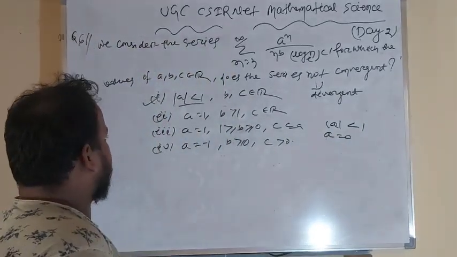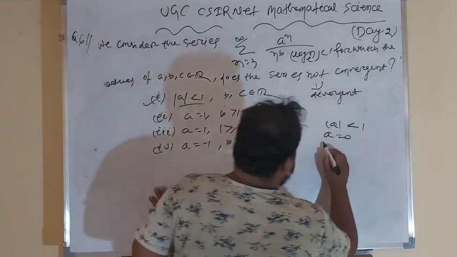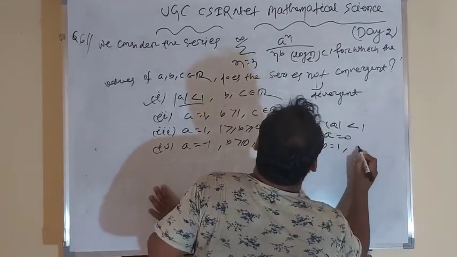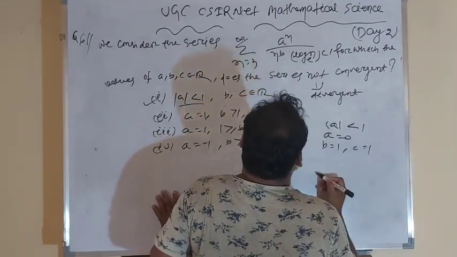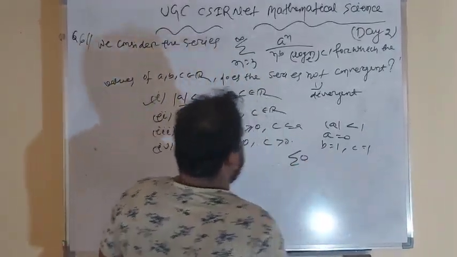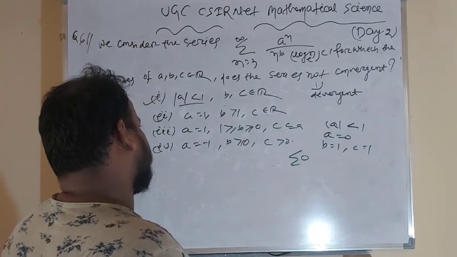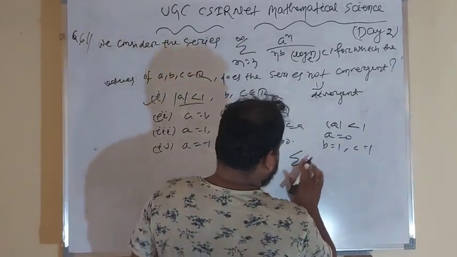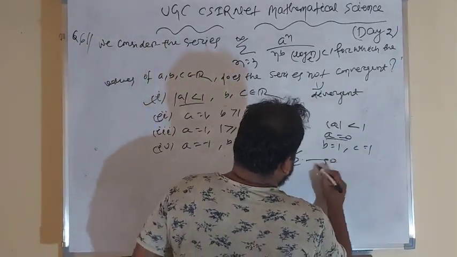Suppose a is equal to 0 and b, c belong to 1. Suppose b is n 1 and c is 1, and that this summation value is 0. This value is 0 means a value 0, which means this is convergent.